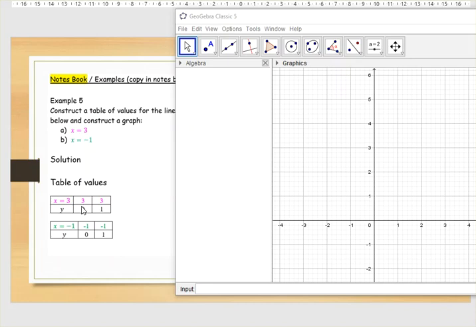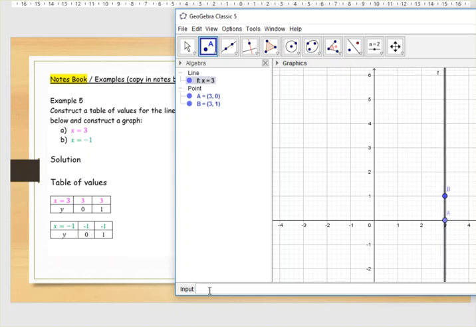You can see from the table of values that we have 2 points. So (3, 0) is here, (3, 1) is here. So with x equals 3, we get a vertical line that goes through those 2 points. So 2 points is all that we need to draw a straight line graph.